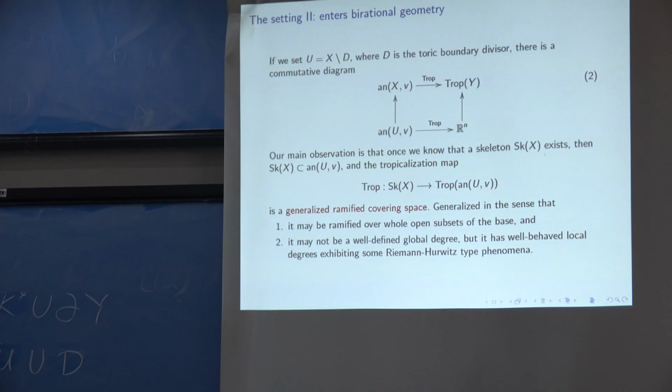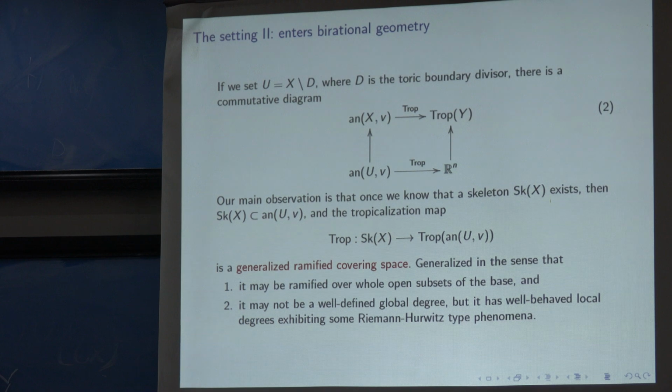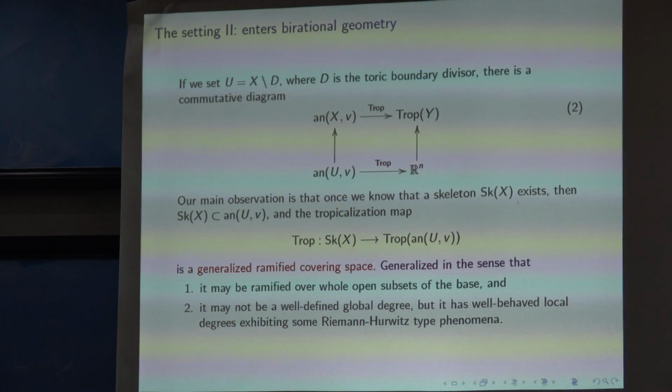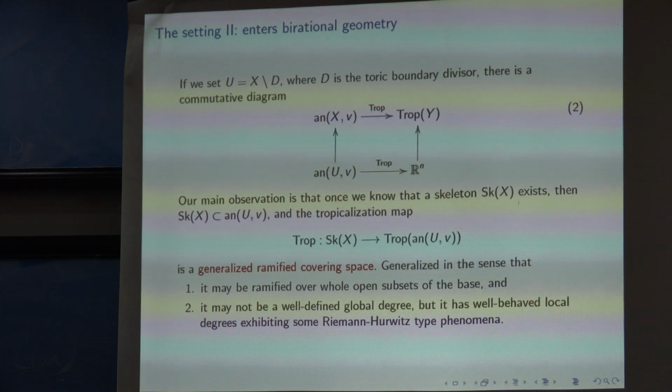So I have a diagram. The tropicalization will induce a tropicalization on this guy, but the advantage is that U lives inside some torus. So tori admit coordinates.